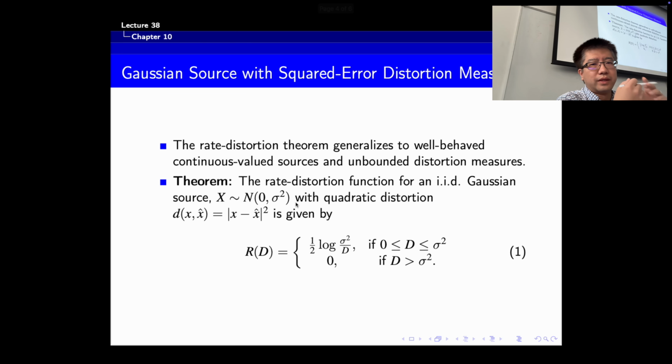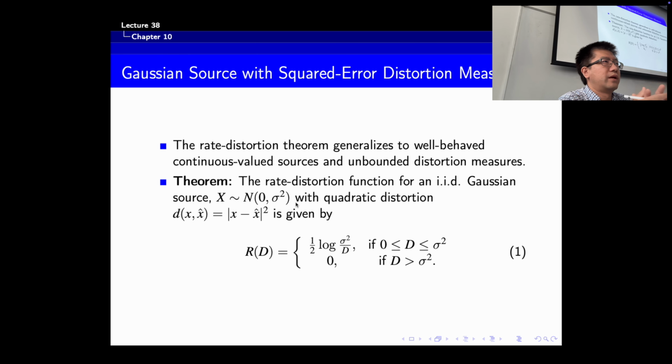And then we moved to the Gaussian source with the squared error distortion. Before we covered the theorem, we talked about the discrete memoryless source, but we said the same idea can be used, and the same theorem can be extended to the continuous source as well. So then we talked about the Gaussian source. It's a continuous source. When we talk about Gaussian source, normally we use a squared distortion measure. So we don't have all the combinations.